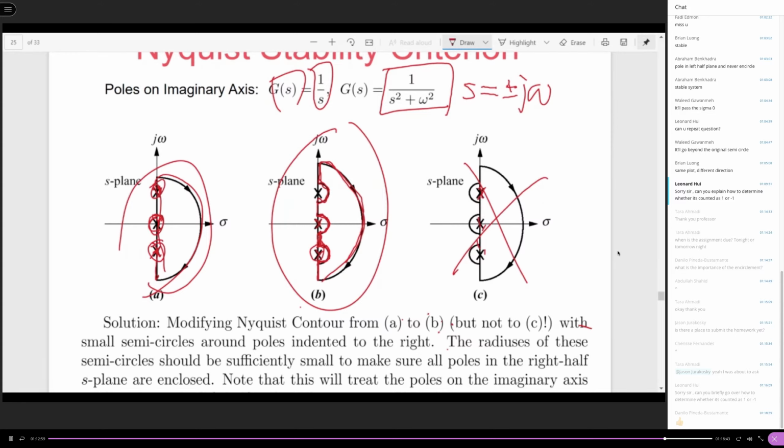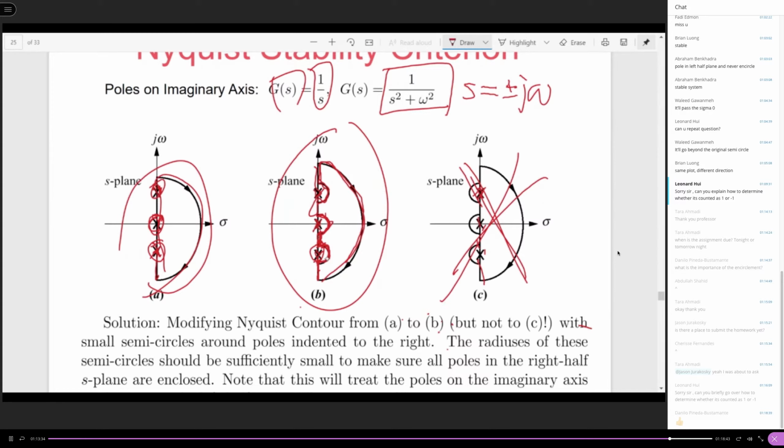Remember, where this pole is located does matter because it will contribute to the encirclement or not, right? So if you use this Nyquist contour, then you will not see the contribution from the pole on the imaginary axis to the encirclement. Now, if you use this one, then this pole is going to contribute to the encirclement, which distorts the picture, right?